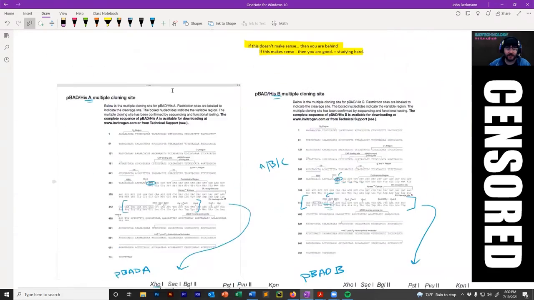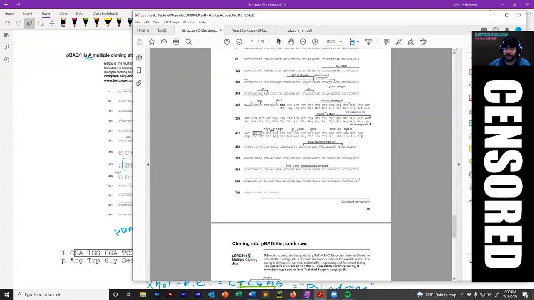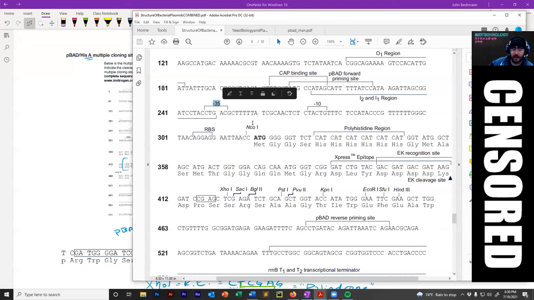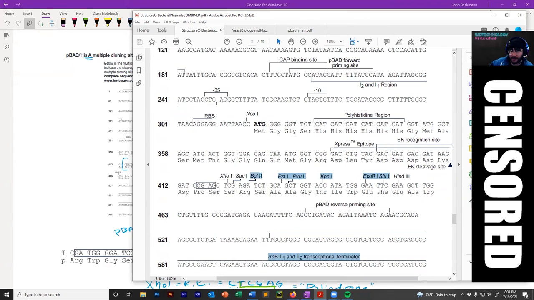Let's look at these pieces. I'll get a sharper image here. Negative 35. Let's look at this and pick out the elements. Here's the start codon, ATG, codes for methionine. Polyhistidine region. This is the his tag. His, his, his, his, his, his. The codon is CAT, CAT, CAT, CAT, CAT. Here's the multi-cloning site. These are the restriction enzymes.